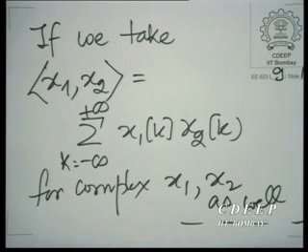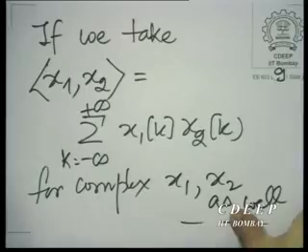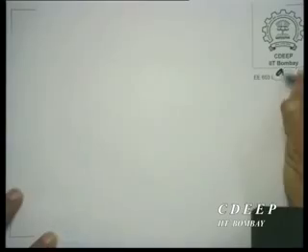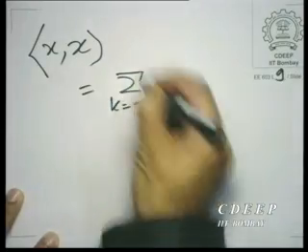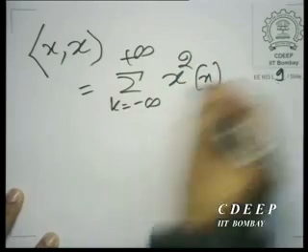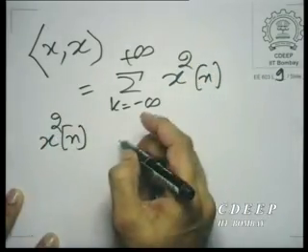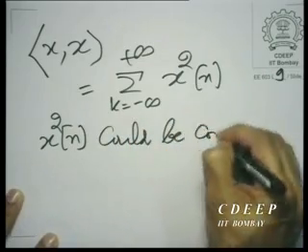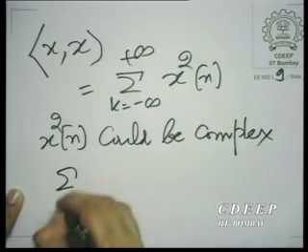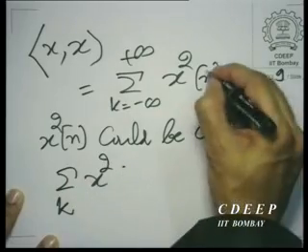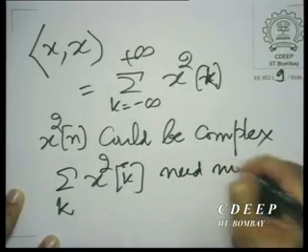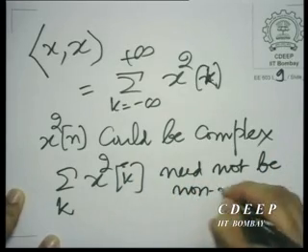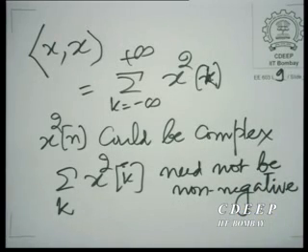If we do this, then what are we going to land up with? We are going to land up in the troublesome situation that the inner product of x with x is simply summation k going from minus to plus infinity x squared k, but x squared k when x_k is complex could be complex. So summation over k x squared need not be non-negative. In fact, it can be complex in general, and we definitely do not want that.